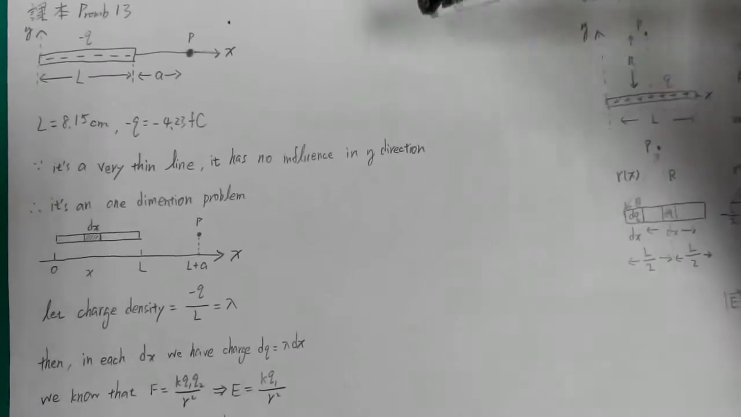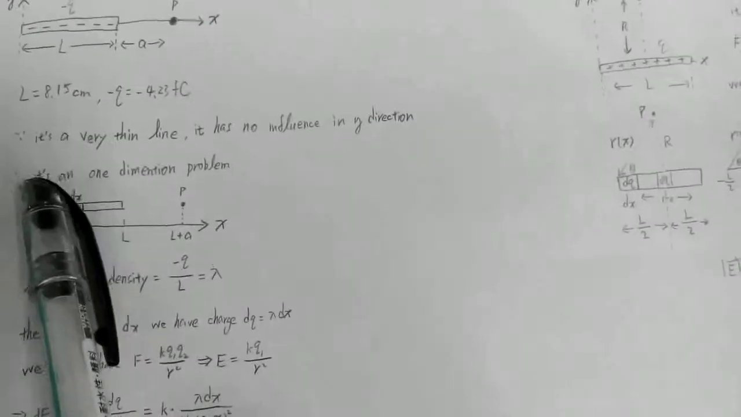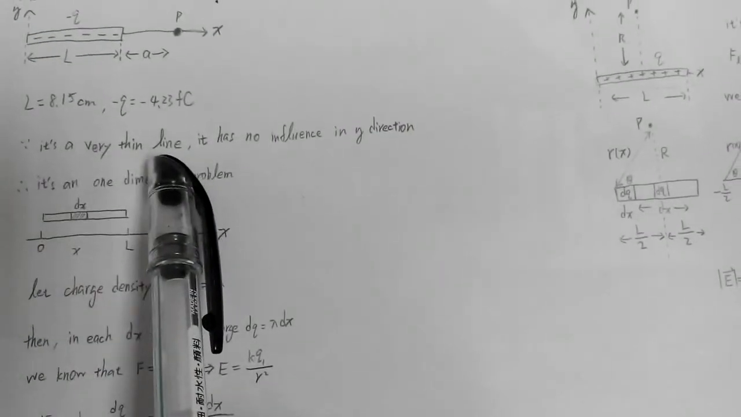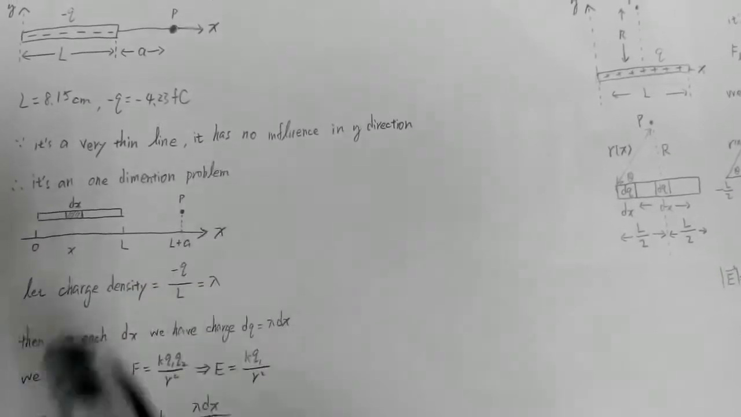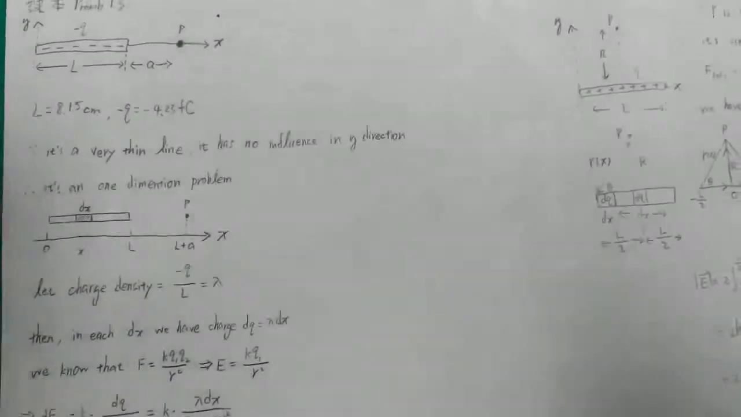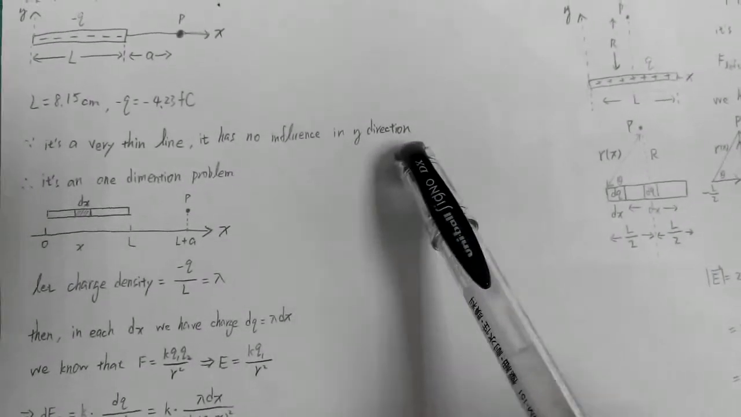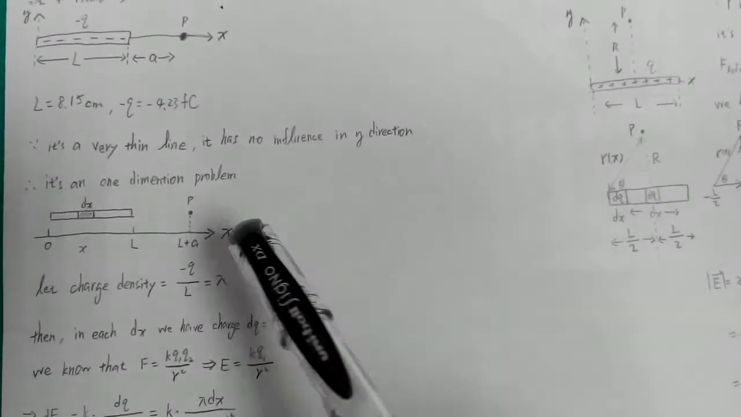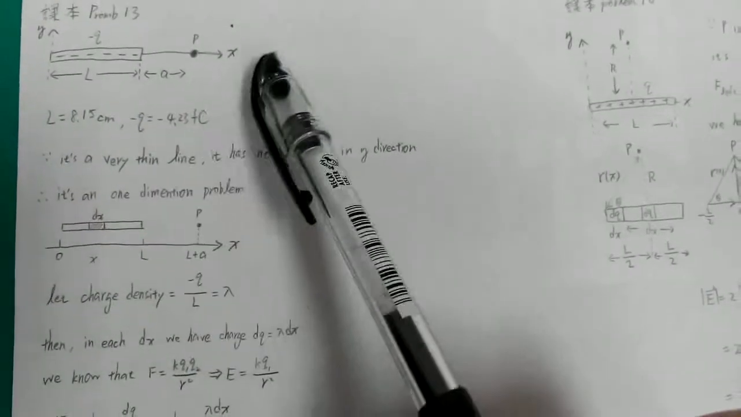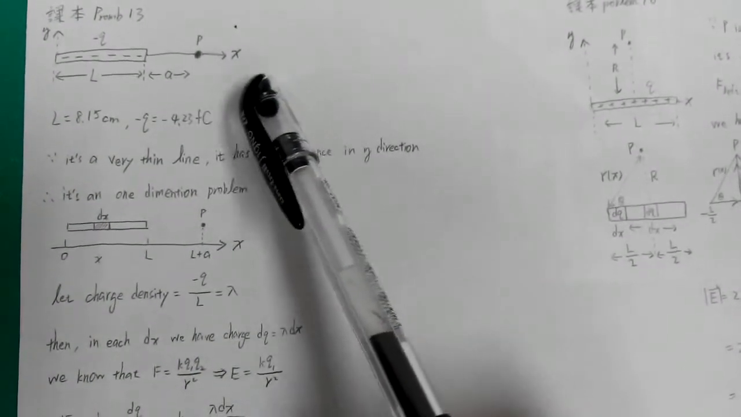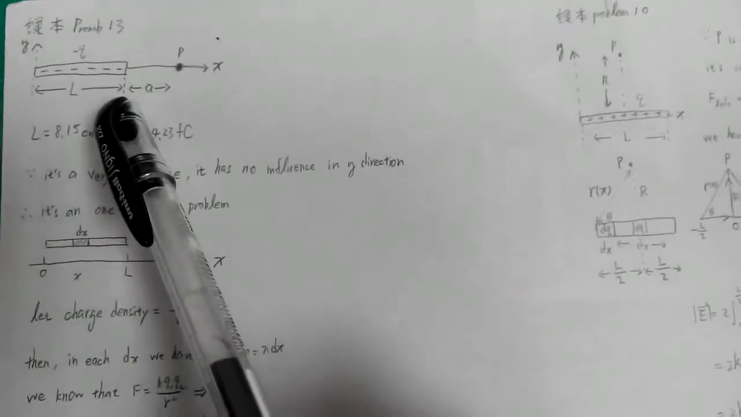Suppose that the line is very thin, then you can ignore the effect from the y direction, so it has no influence in the y direction. So in fact, it is just a 1D problem along x. So how to calculate this?